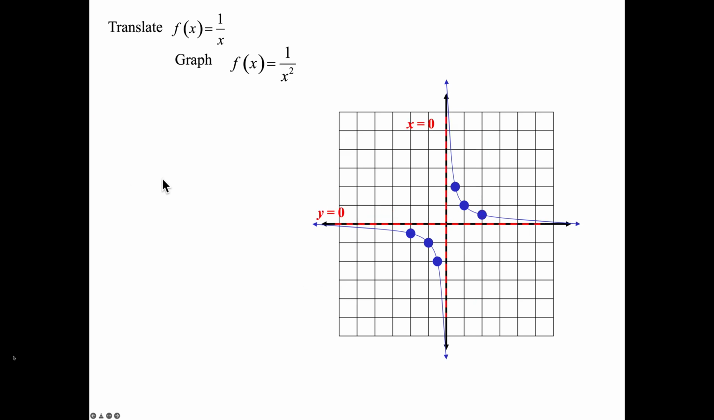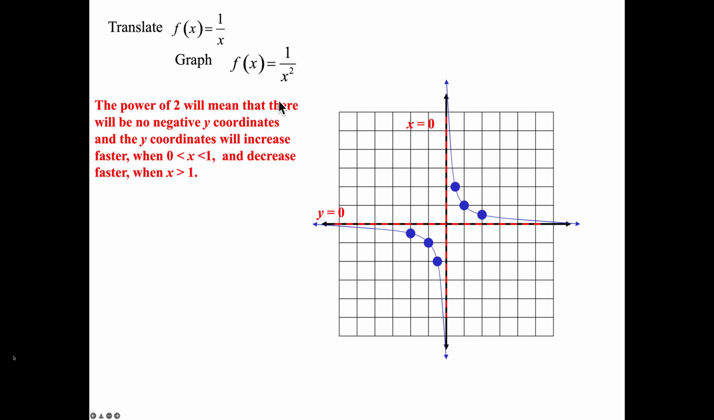Now, the author will throw in an x squared. All that's doing is taking 1 over x and squaring it, which means you are not going to have any negative y's. Squaring all these negative x's is going to make them positive, and it's going to make them a little bigger. If you square your x's, the power of 2, like I said, no negative y's. So between 0 and 1, right in here, it's going to increase much faster.